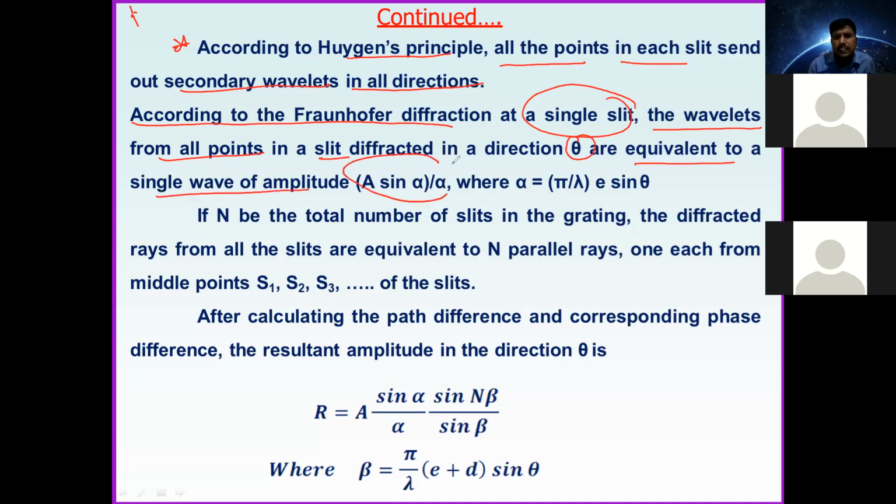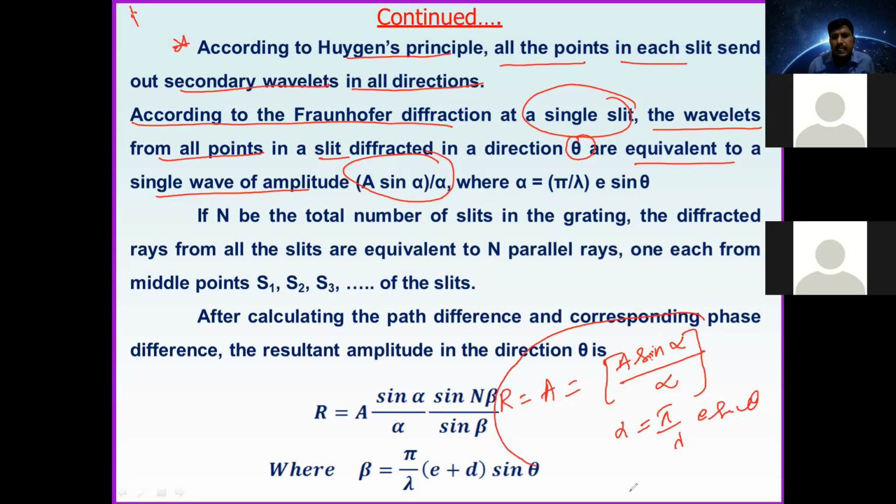This condition came from the single slit. We have the A, do you remember? I think most of you remember sin alpha by alpha. This is what we got as a condition of amplitude, or R, I think we also indicated R, where alpha is equal to pi by lambda a sin theta. This is what we got from the single slit. Which slit? Single slit. This is the condition for single slit.